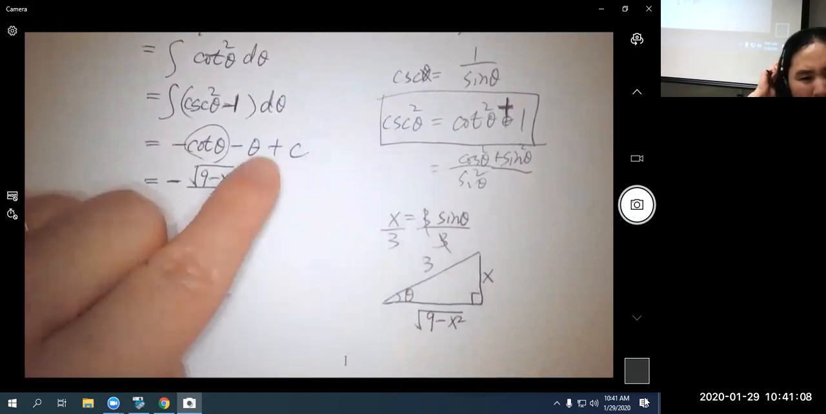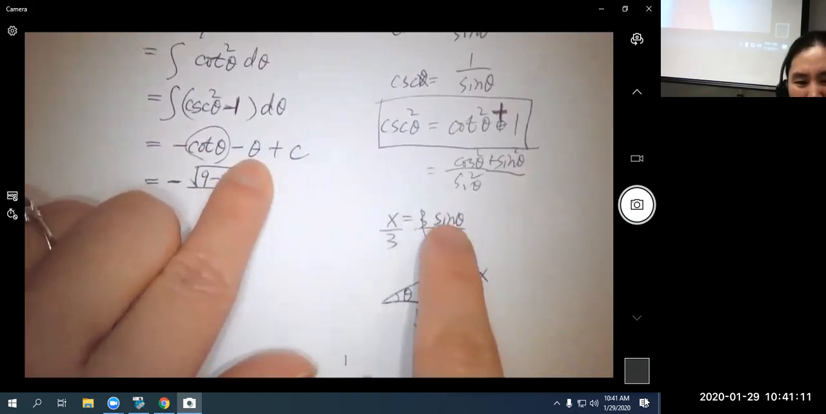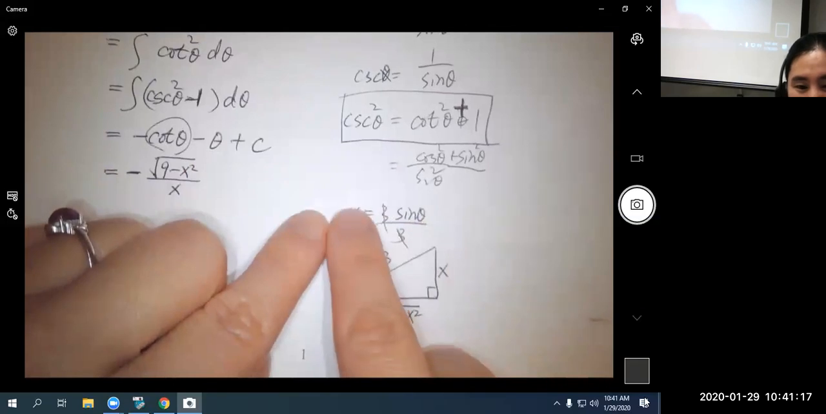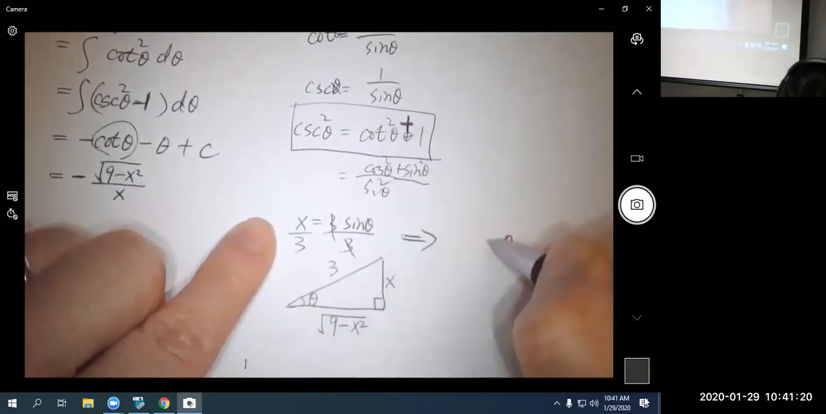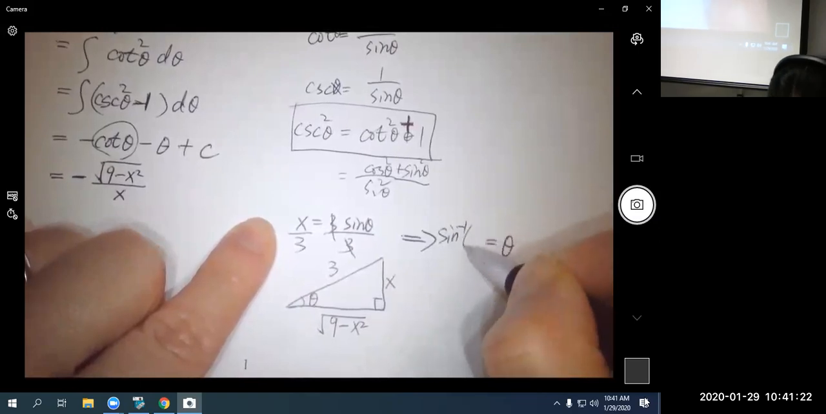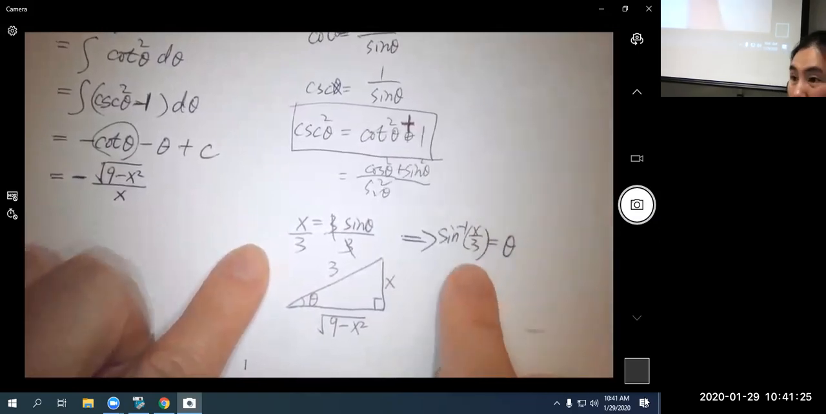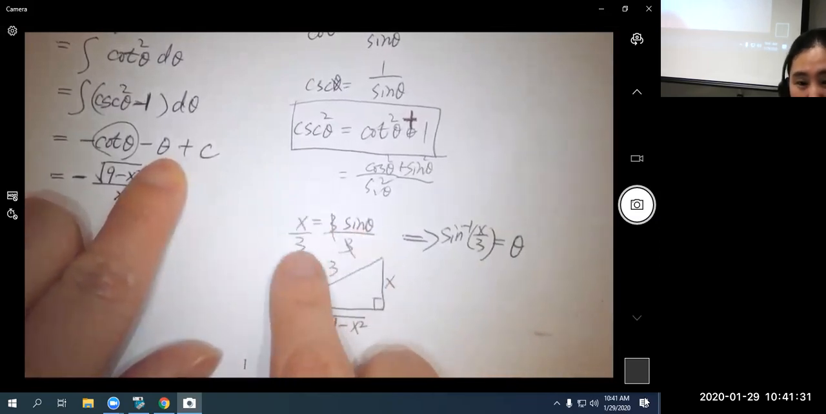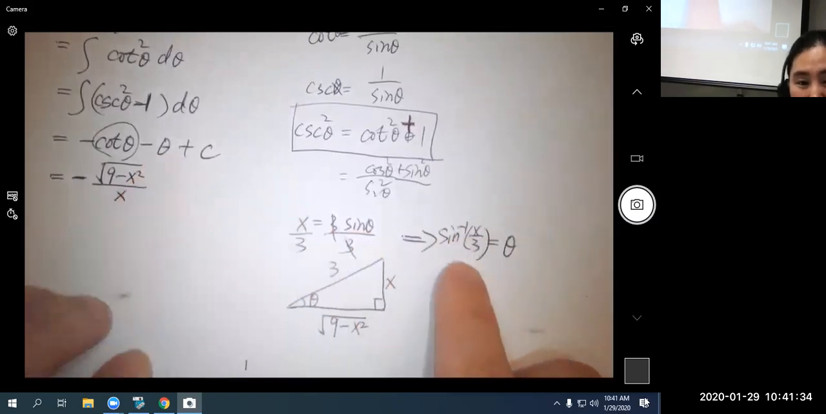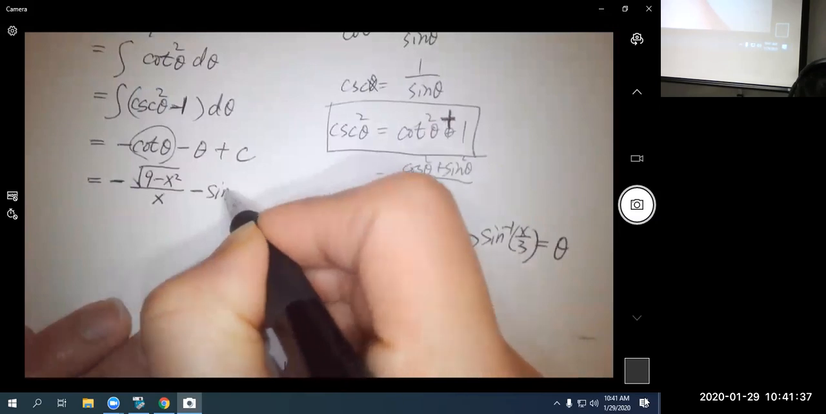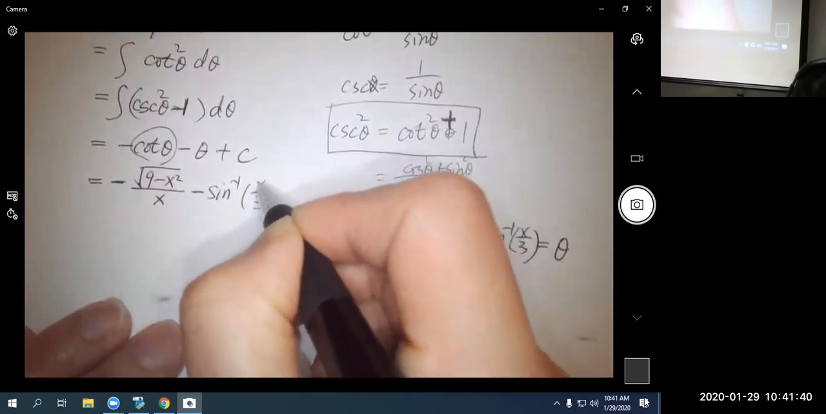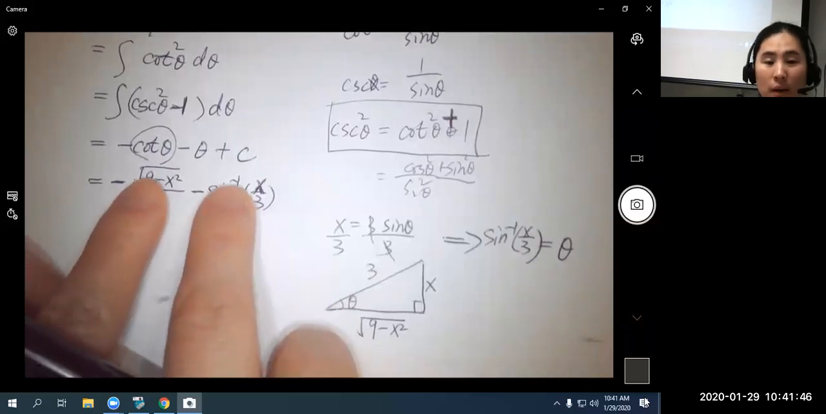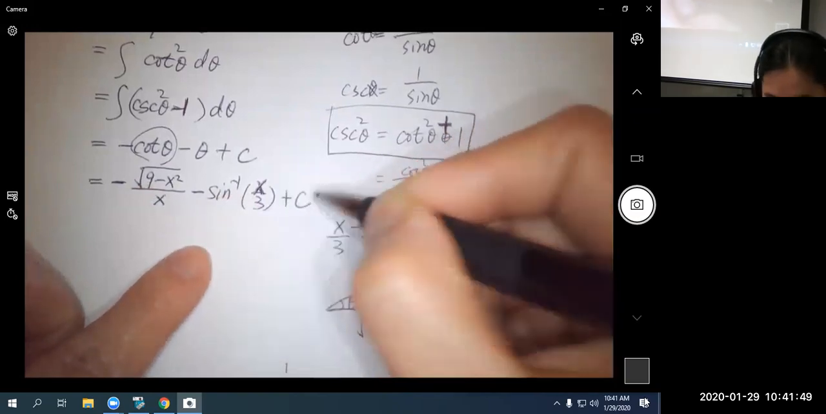That's good. How about theta? I don't know how to rewrite theta in terms of x. So what should we do? If sin of theta equals x over 3, theta equals inverse sin of x over 3. Do you agree with me? We want to replace theta in terms of x. So minus inverse sin of x over 3. Now it looks pretty because it's only in terms of x. Done.